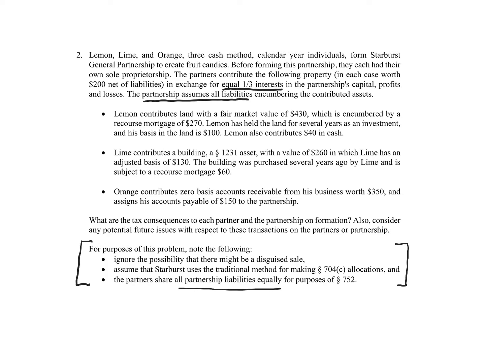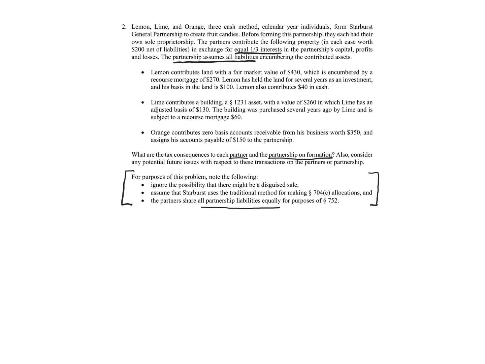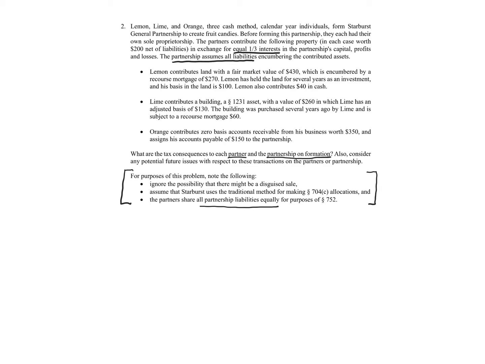Okay, so one thing is this problem goes along with formation problem 1. So if you haven't watched that one yet, please watch it. In that problem, we go over the balance sheet and how we set things up. The focus of this problem compared to problem 1 is liabilities and how liabilities affect the outside basis of the partners and their interests. And you're also going to see that some partners may even have gain due to liability relief. Again, the question's asking for the tax consequences to each partner and the partnership on formation. So with that, we're going to start with the partnership.